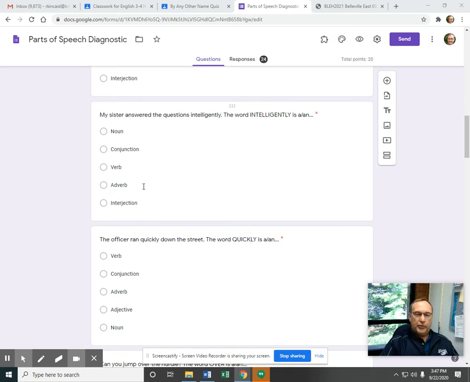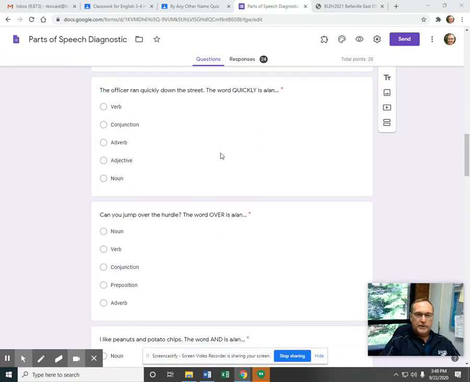And adverbs are probably the toughest part of speech to understand. Intelligently modifies the verb answered. It tells you how she answered. So it tells you more about the verb, but it also answers how and why and to what extent and some of those other questions. So we'll get more into adverbs as we progress through this unit.